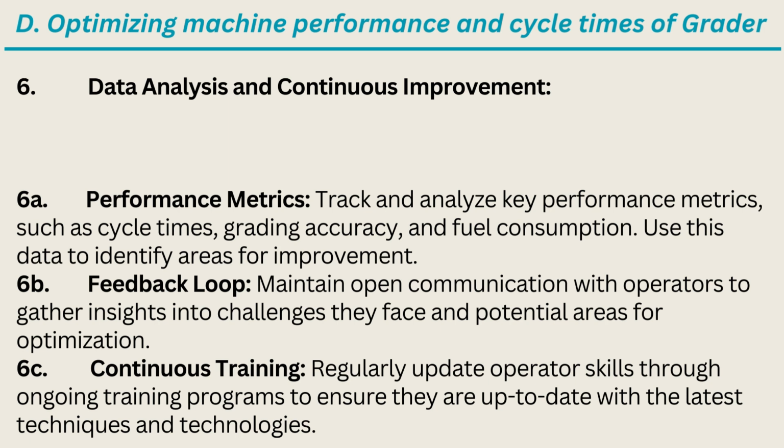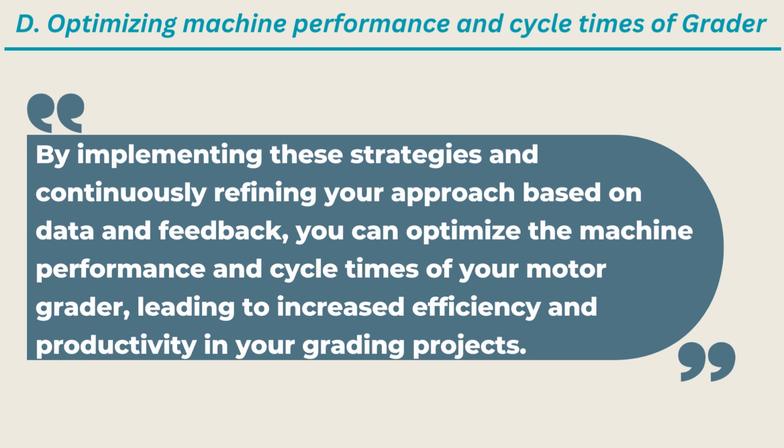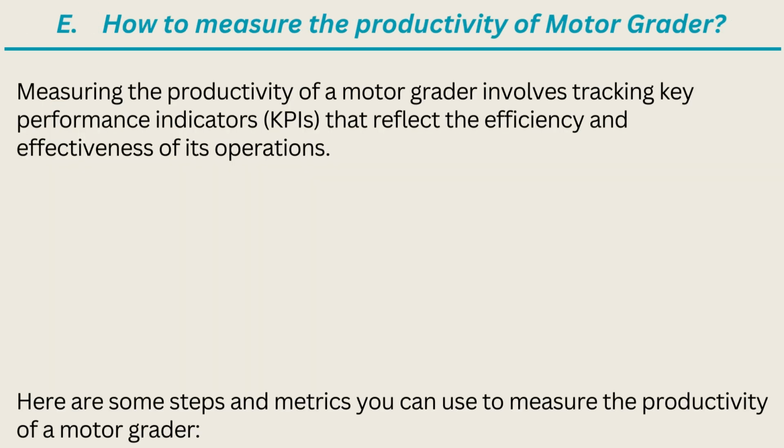6B. Feedback loop. Maintain open communication with operators to gather insights into challenges they face and potential areas for optimization. 6C. Continuous training. Regularly update operator skills through ongoing training programs to ensure they are up to date with the latest techniques and technologies. By implementing these strategies and continuously refining your approach based on data and feedback, you can optimize the machine performance and cycle times of your motor grader, leading to increased efficiency and productivity in your grading projects.